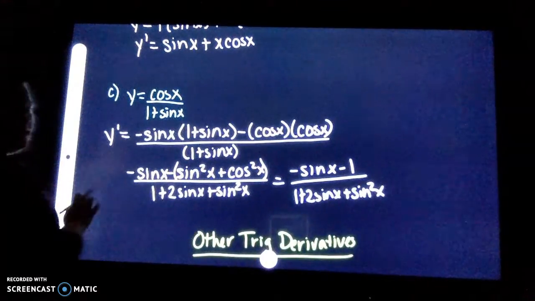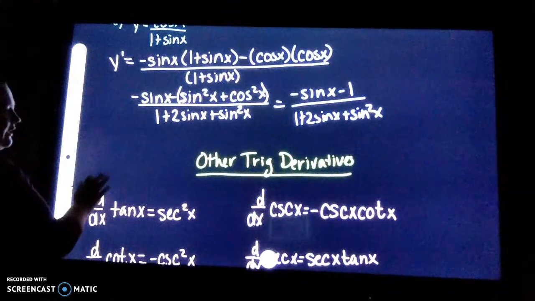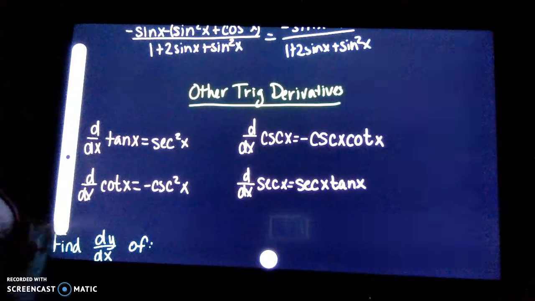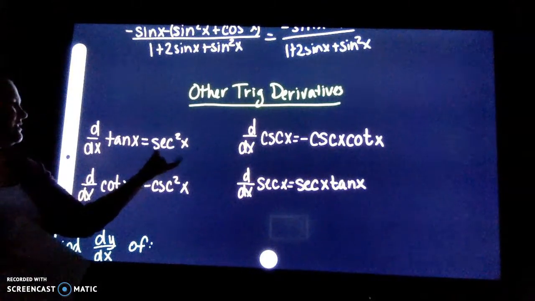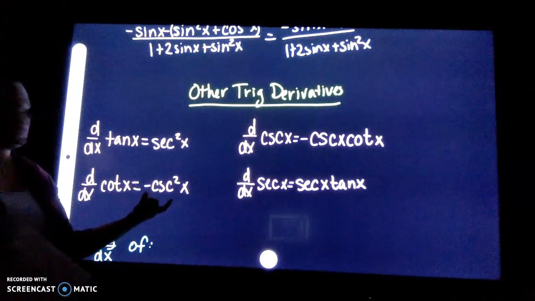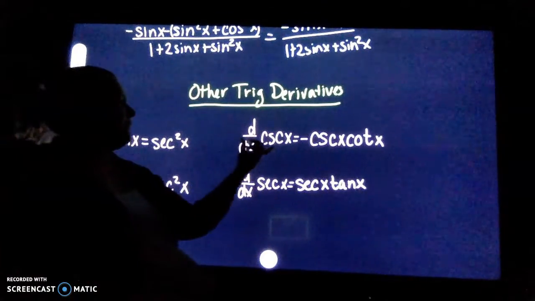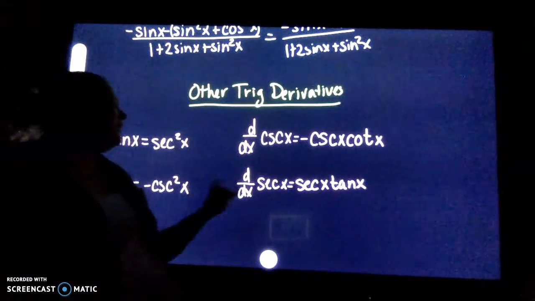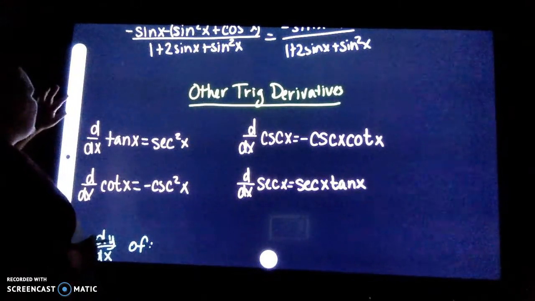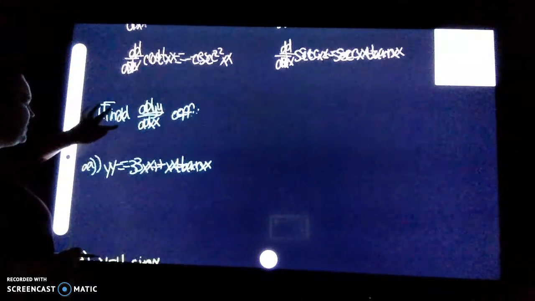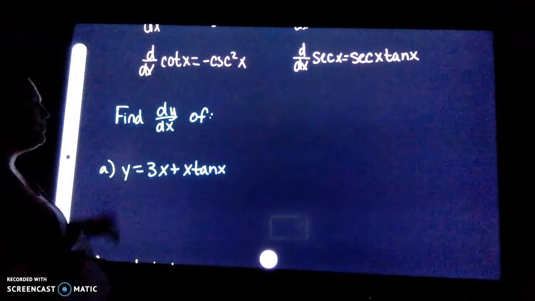Now that we've practiced sine and cosine, we can go ahead and take a look at our other trig derivatives. Okay, so there are 4 more. The derivative of tangent is secant squared x. The derivative of cotangent is negative cosecant squared x. The derivative of cosecant x is negative cosecant x cotangent x. And the derivative of secant is secant x tangent x. So we're going to go ahead and use those to practice some more derivative problems.